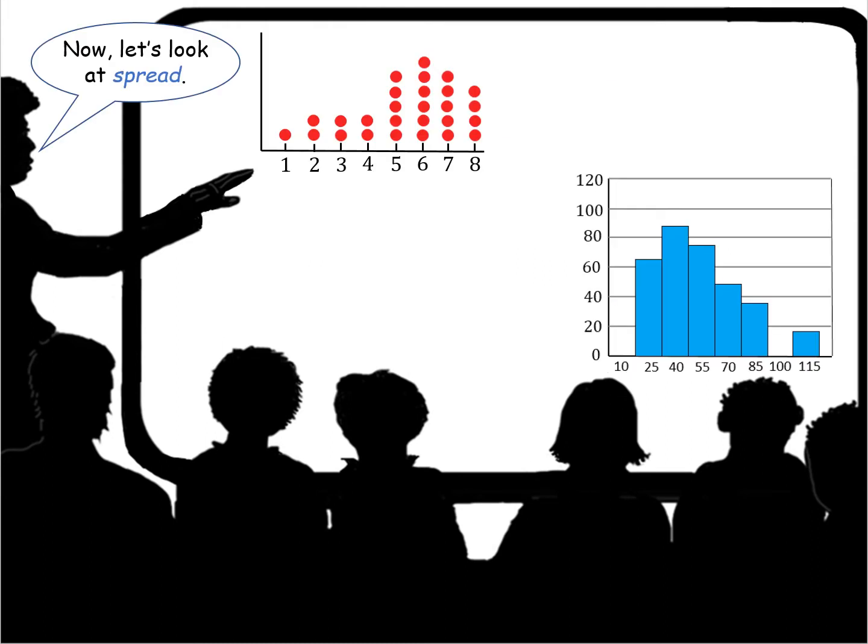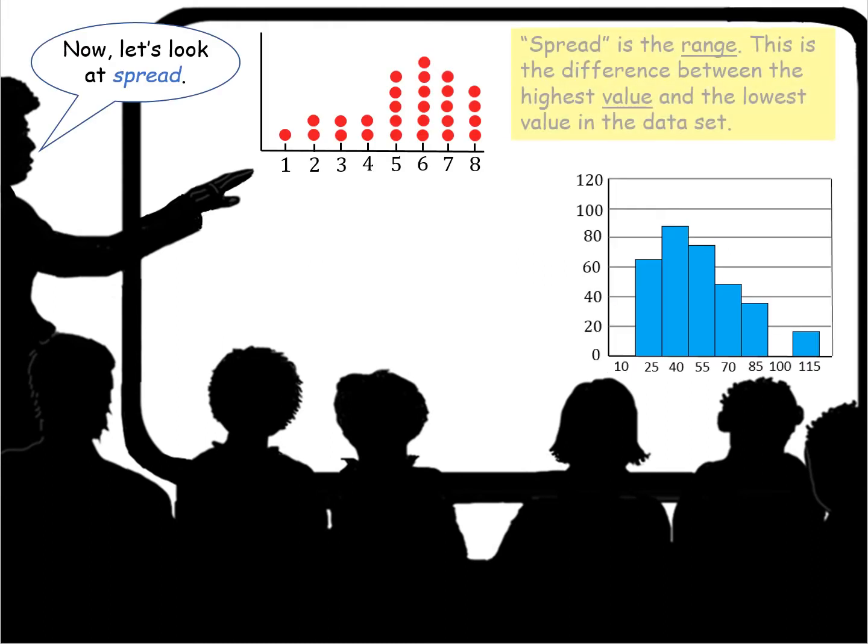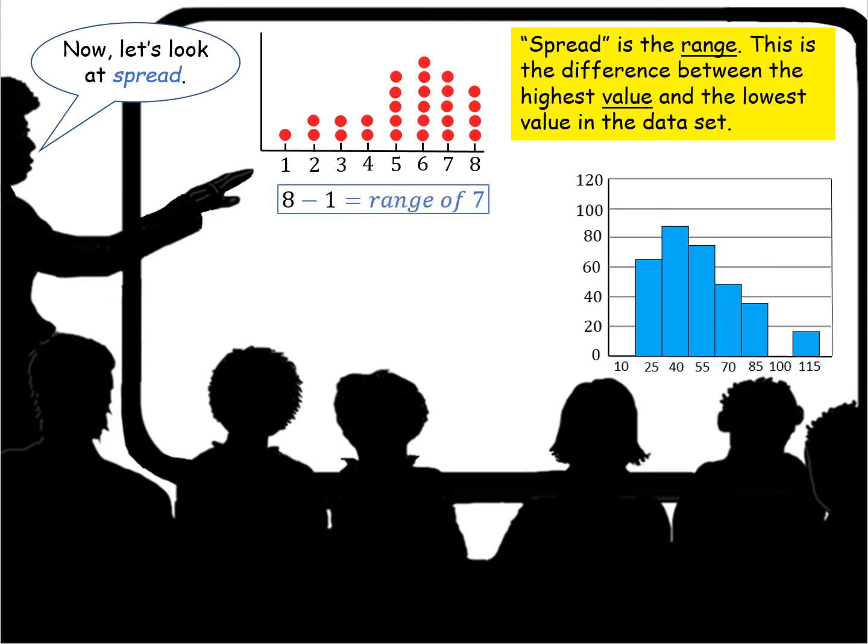Now let's look at spread. So we can look at this in terms of the range. This is the difference between the highest value and the lowest value in the data set. So in the dot plot, you see 8 as your greater value and your 1 as your lowest value. You subtract those and you get a range of 7.